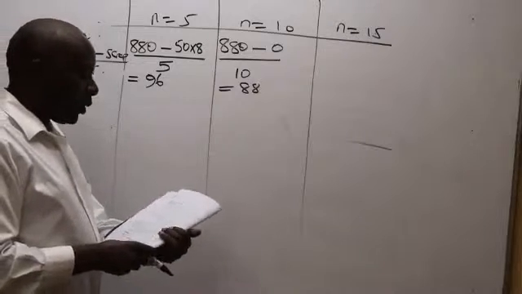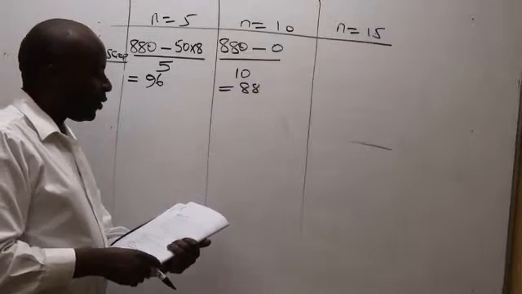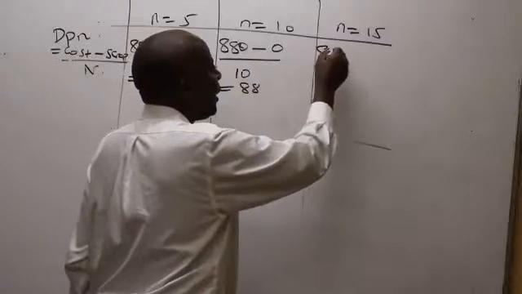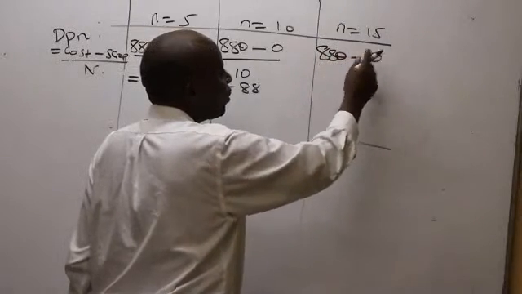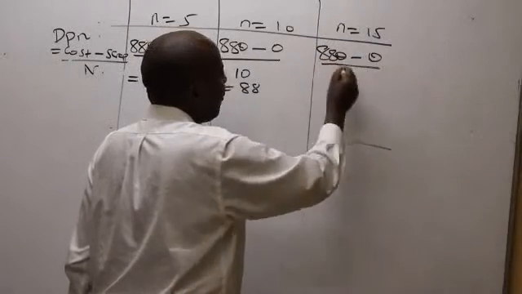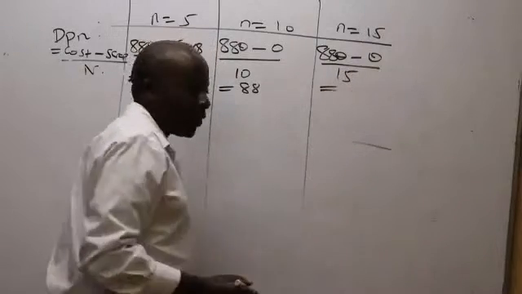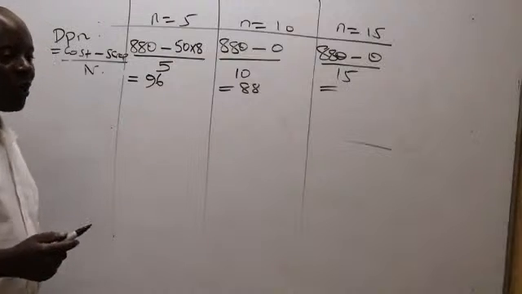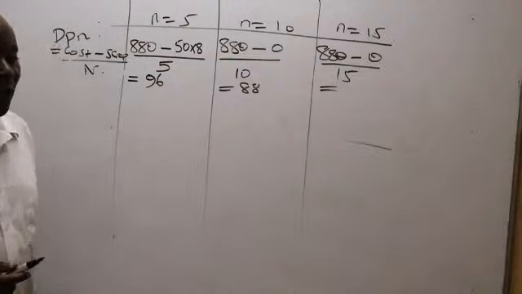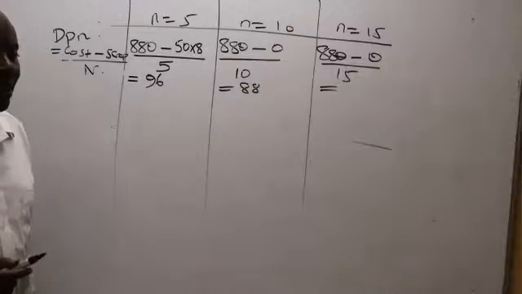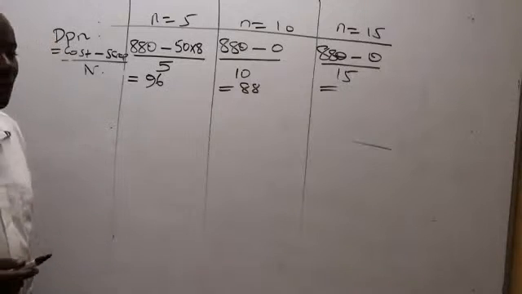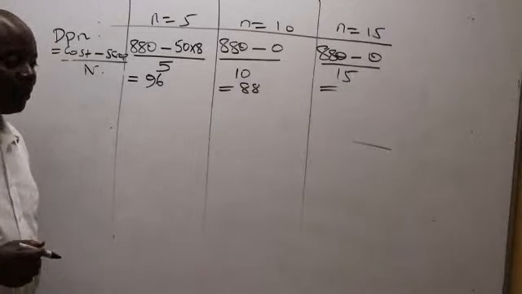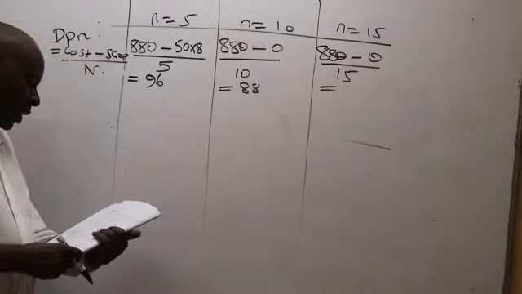From there, ladies and gentlemen, we go to when it's 15, the same. It will be 880, the initial cost, minus the scrap. It will be too old. Divided by 15, this I can't really guess. Could you kindly give me this answer? 880 minus 0 divided by 15. What am I going to get? Can somebody give me this answer, ladies and gentlemen?